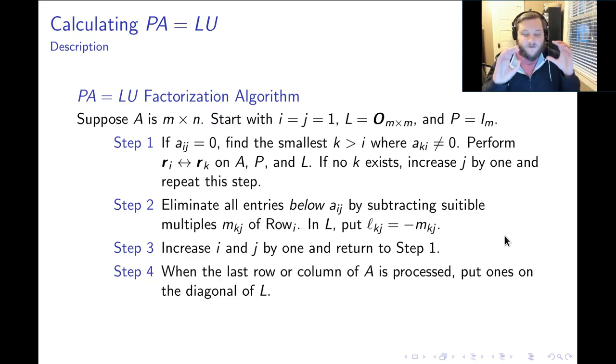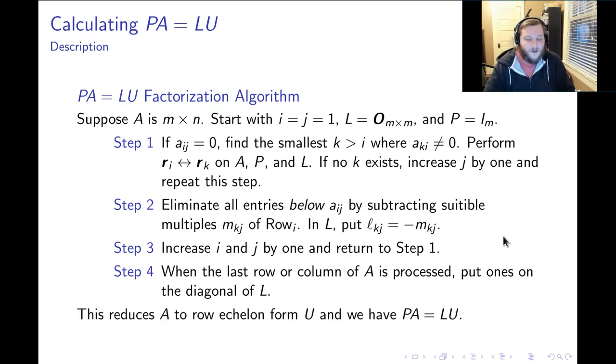The final step is once we're done, so once we get from A to U, which is in row echelon form, the last step is to insert 1s on the diagonal of L, and that completes the algorithm. So at the end of the algorithm, we will have reduced A to row echelon form U, and we have the equation PA equals LU.